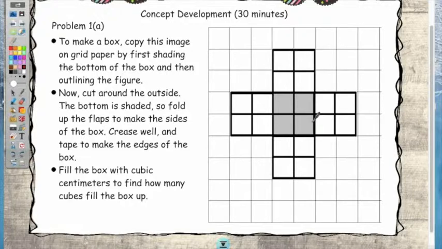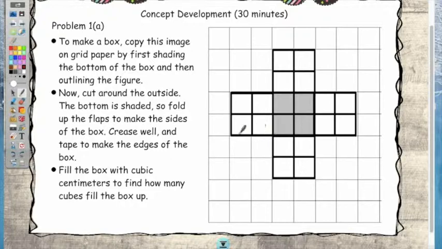Those are the directions. So I'm going to show you where on the grid paper to draw this so that you have enough room, because we're going to draw 3 different shapes. All right, so what's the most important part of this figure? The sides or the base? The base. The base. Once you get the base, then you can build the sides.